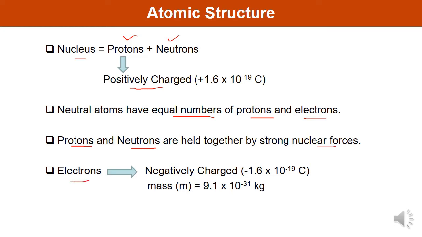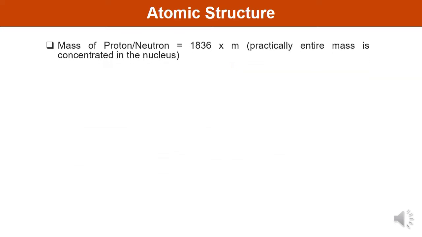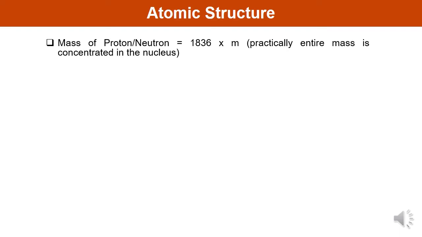Electrons are negatively charged, and the charge on an electron is minus 1.6 into 10 raised to the power minus 19 coulomb. Its mass is 9.1 into 10 raised to the power minus 31 kg. Mass of proton or neutron is 1836 times m. Practically entire mass is concentrated in the nucleus itself.